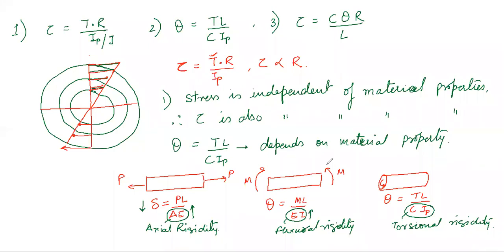Now let's see. Everything, whatever we have defined or discussed till now, it is with respect to a solid circular shaft, right? So we can see that let's define the following conditions. We can say that this is a hollow circular shaft.